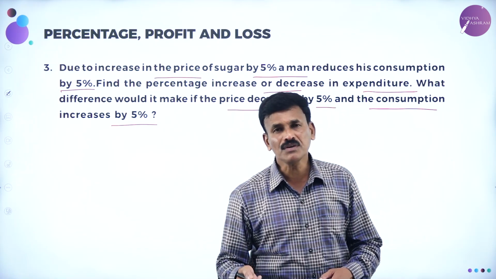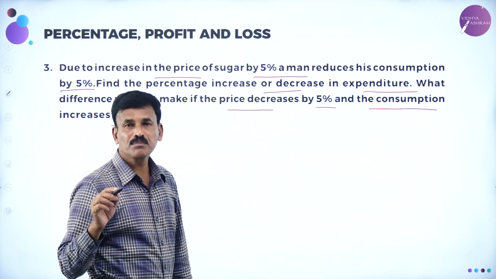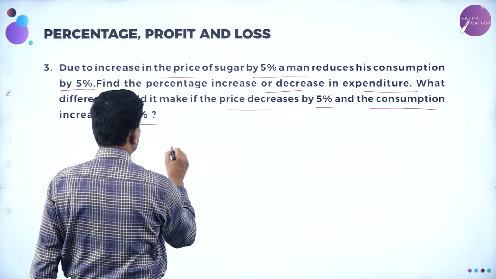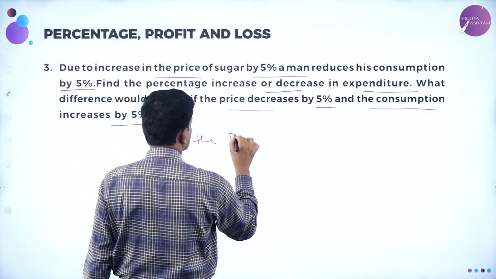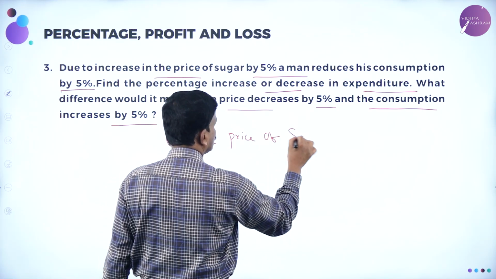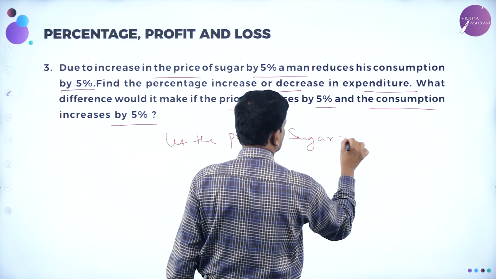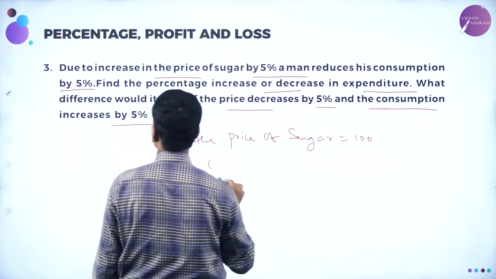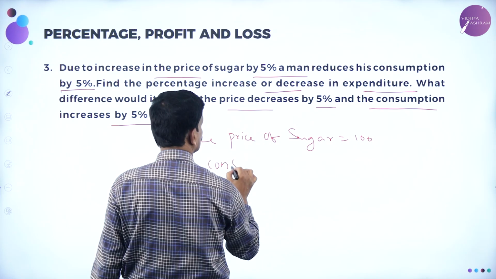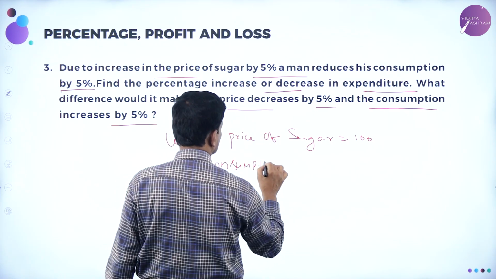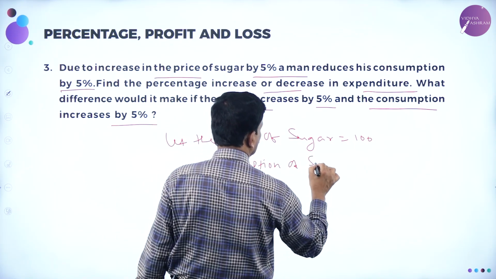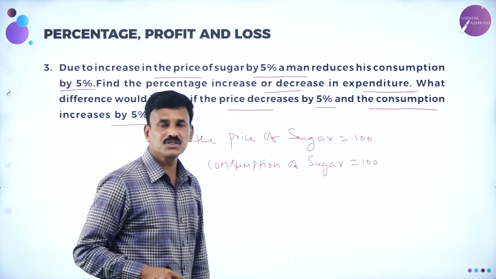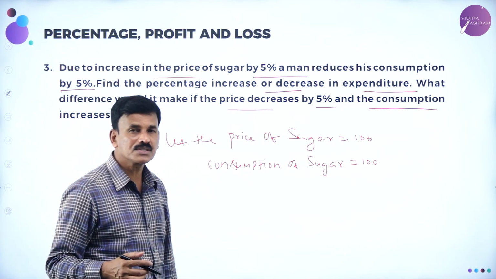Okay. Now a very simple problem. Let us consider the price of sugar is 100 and the consumption of sugar is also 100.